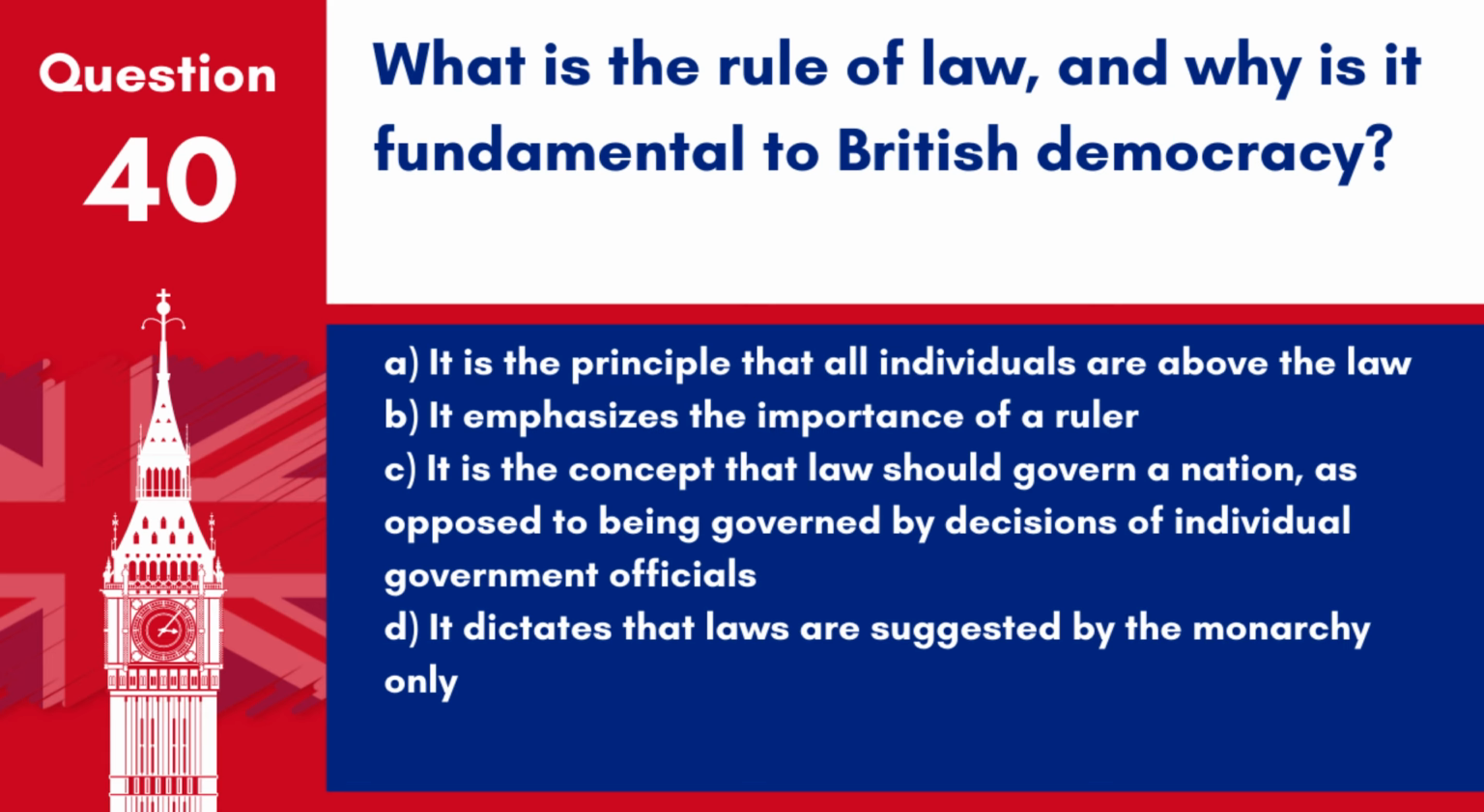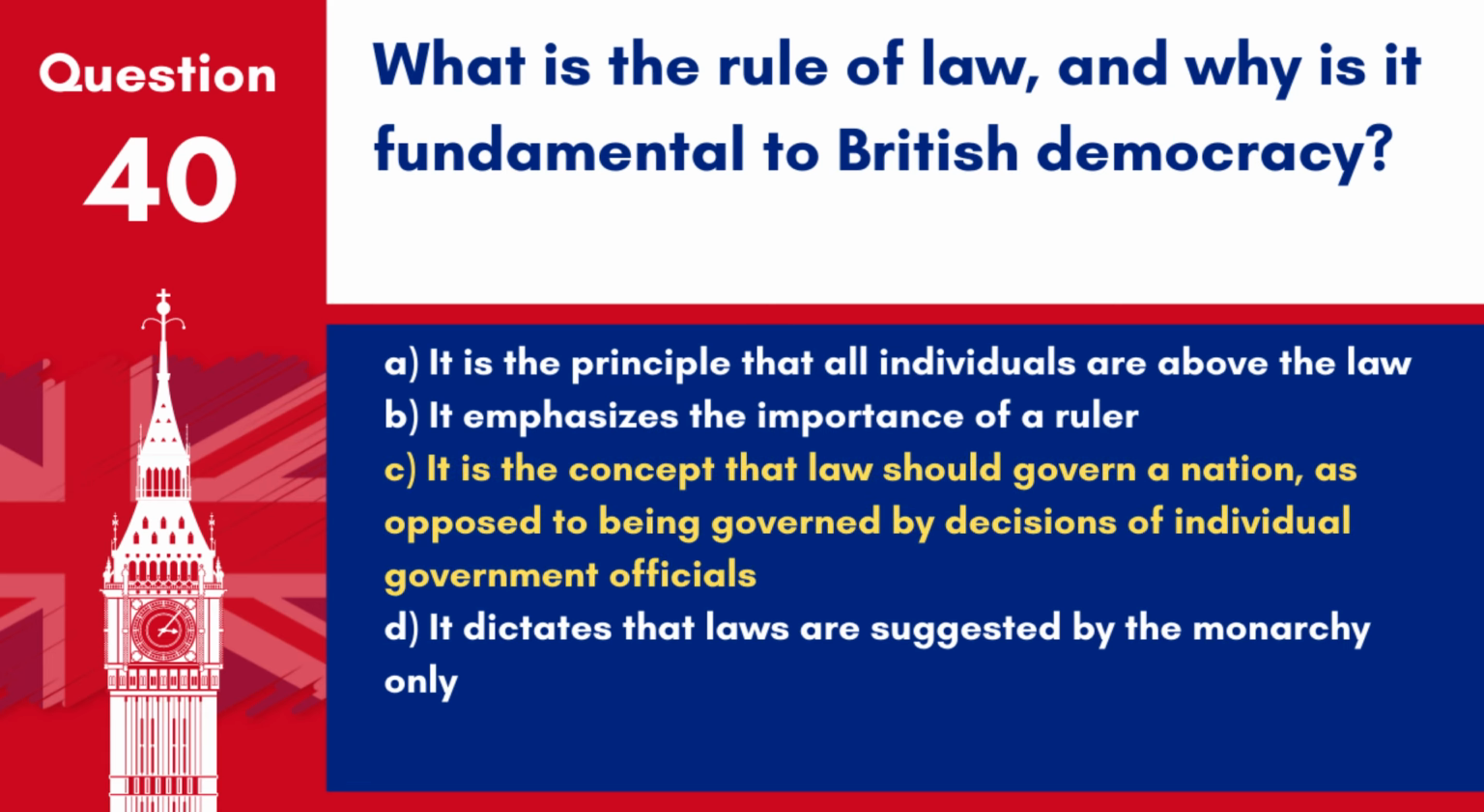Question 40. What is the rule of law, and why is it fundamental to British democracy? A. It is the principle that all individuals are above the law. B. It emphasizes the importance of a ruler. C. It is the concept that law should govern a nation, as opposed to being governed by decisions of individual government officials. D. It dictates that laws are suggested by the monarchy only.